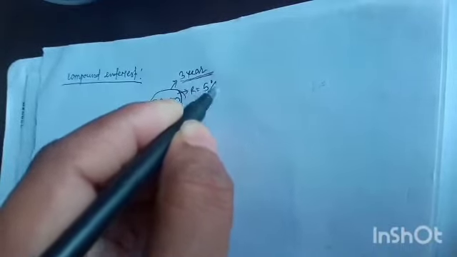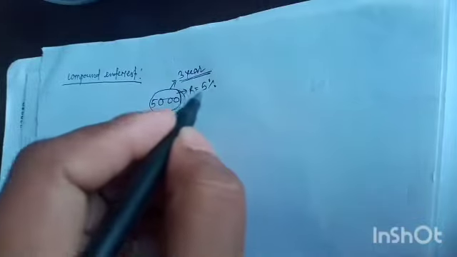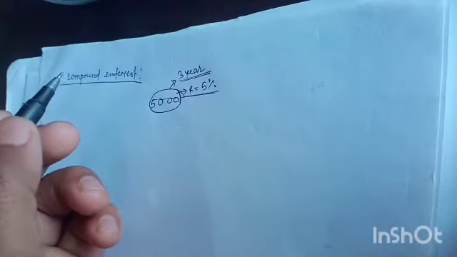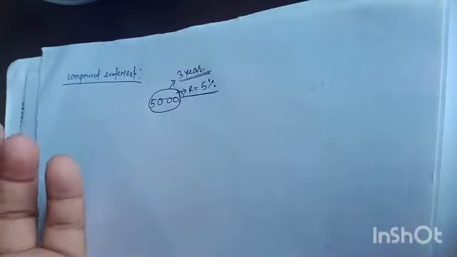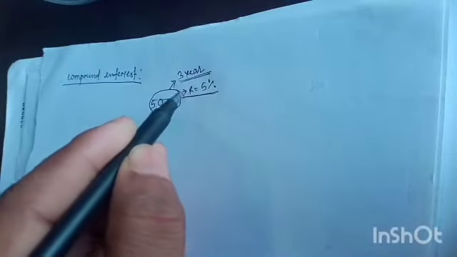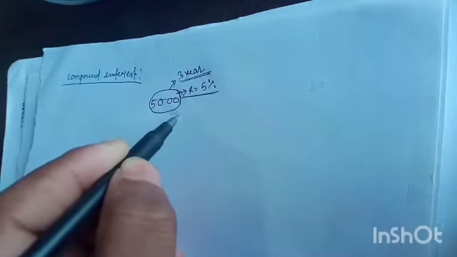Suppose the rate of interest is 5%. Then after 3 years, how much money will you get back? That will be the compound interest. It is clearly mentioned that the interest is calculated on the amount of the previous year. Suppose you are taking 5% on 5,000 rupees, then what will be the interest?